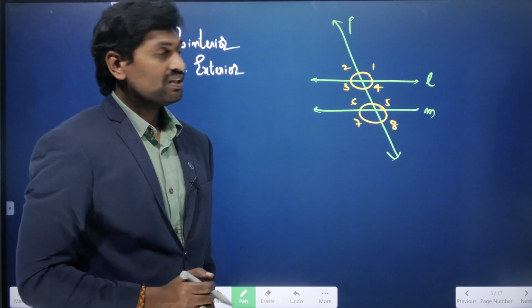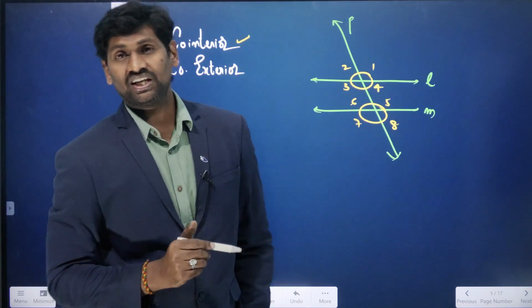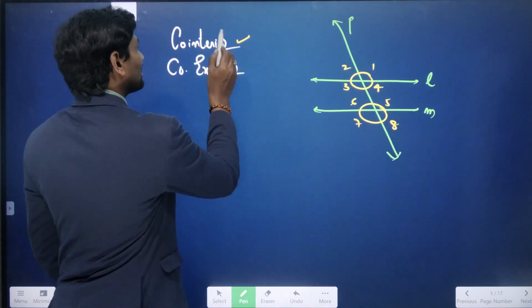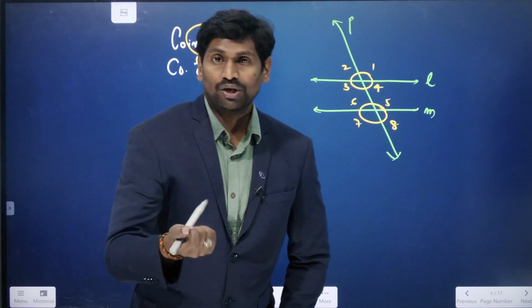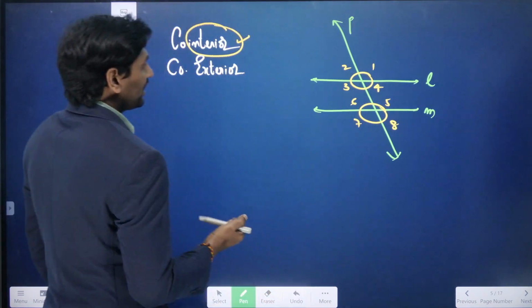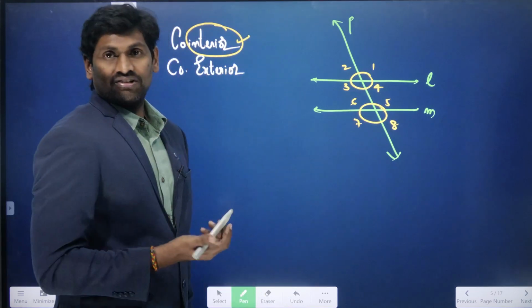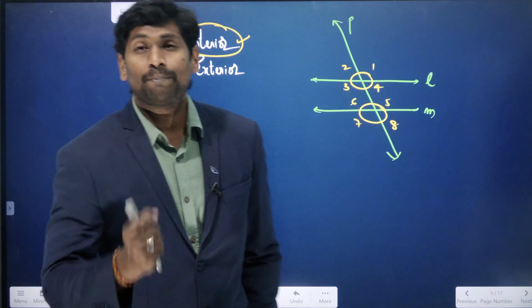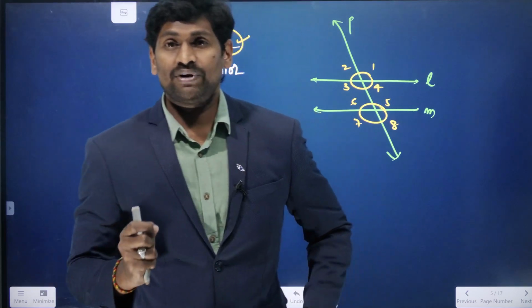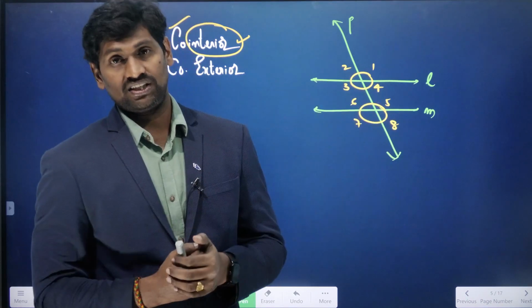Okay, na? So what are called co-interior angles? Co-interior, that means they must be inside the transversal, or in the interior part of the transversal. What are the interior angles? Angles 3, 4, 5, 6 are interior angles. From this, co-interior means we have to take a pair of angles. They must be interior and on the same side of the transversal.